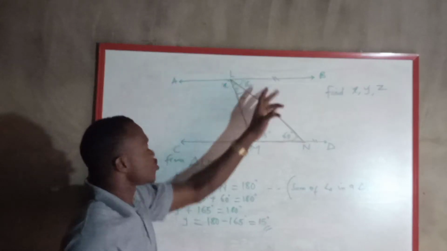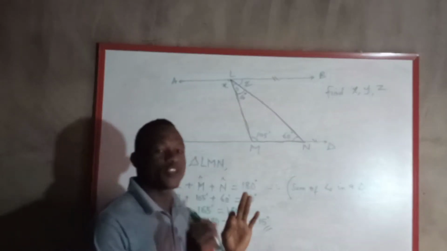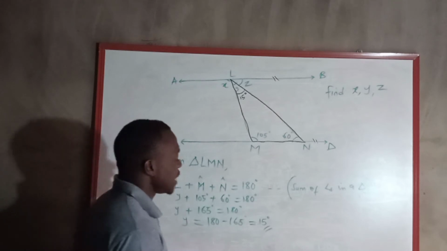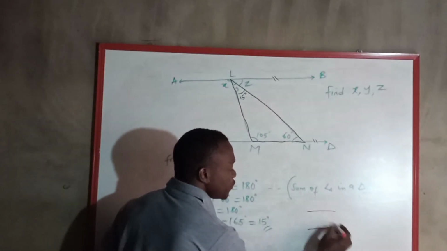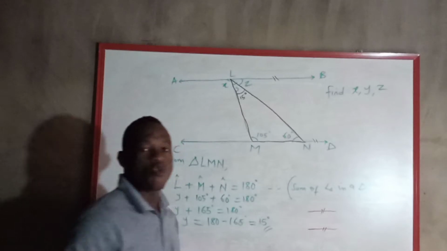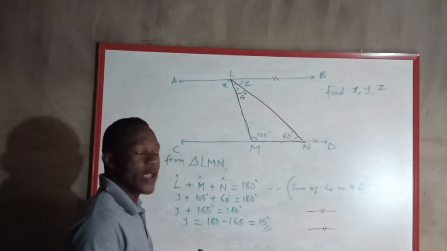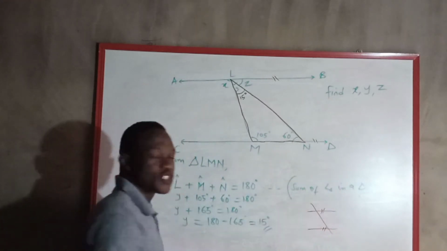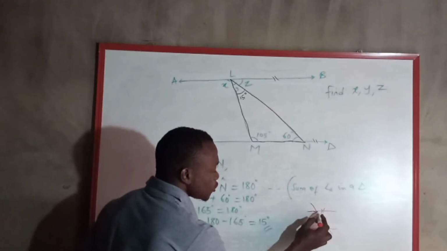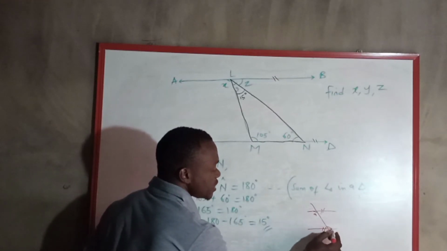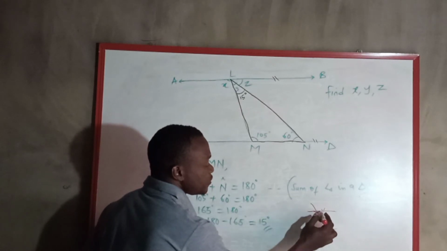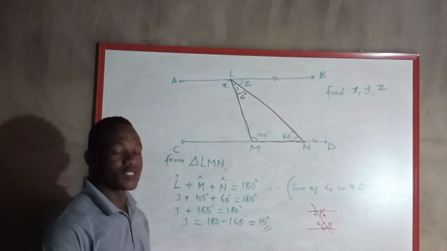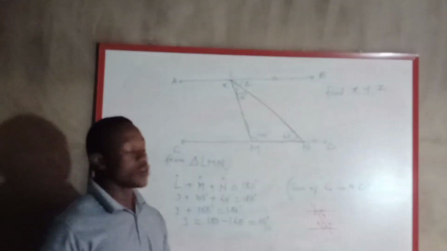Since these two lines are parallel, what you should be looking for when you see two parallel lines is alternate angles. Whenever you see two parallel lines in a question, you should be looking for where you will get the alternate angles. How do you get alternate angles? When a line cuts these two parallel lines, no matter the orientation of the line, the angles become alternate. So if here is A, that means here must be equal to A. And if here is B, that means here must be equal to B. They are called alternate angles. In mathematics, we say alternate angles are equal.